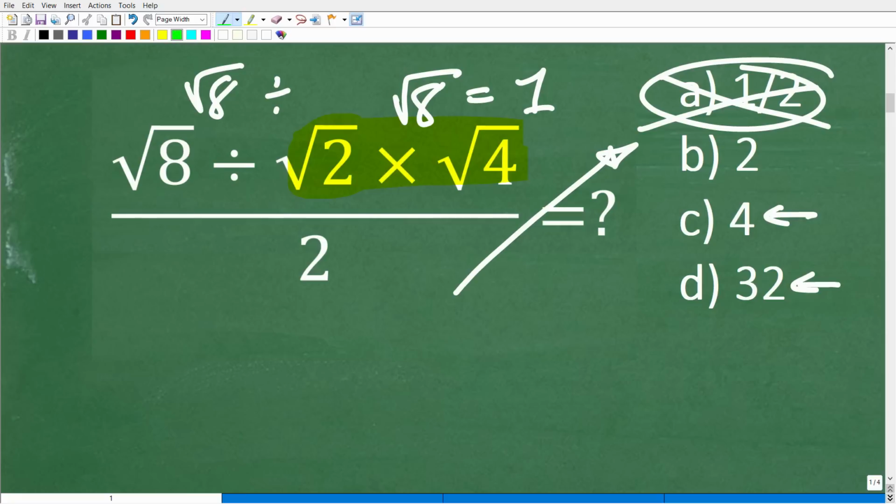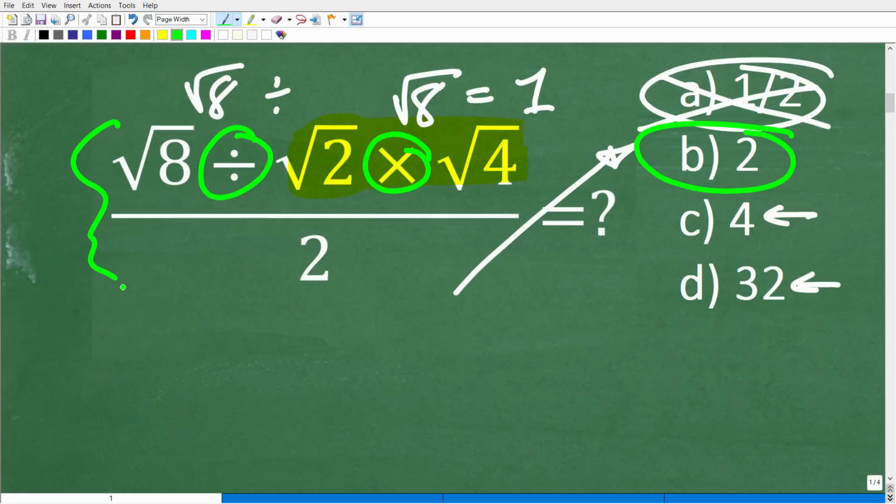Well, obviously the correct answer is 2. Okay, so we need to understand two aspects of this problem. Now, the first aspect is that we have division, we have multiplication, and we have a fraction. So we're going to need to understand what is the correct order to do this problem. So that's one component of the problem.